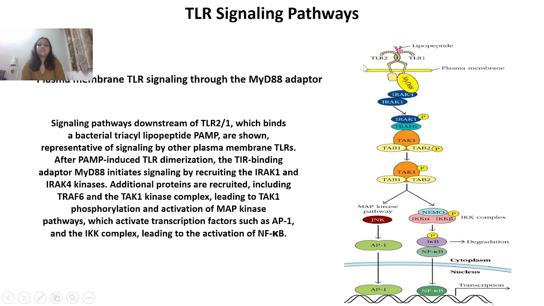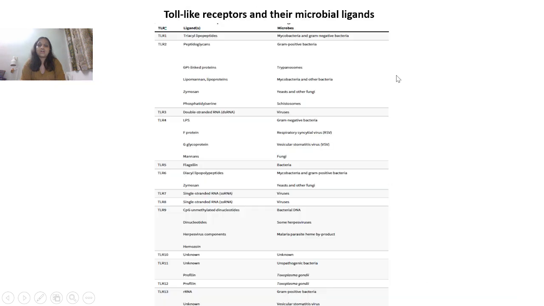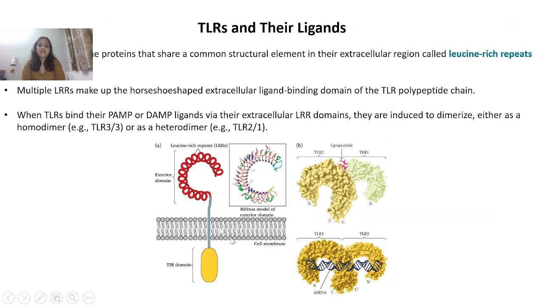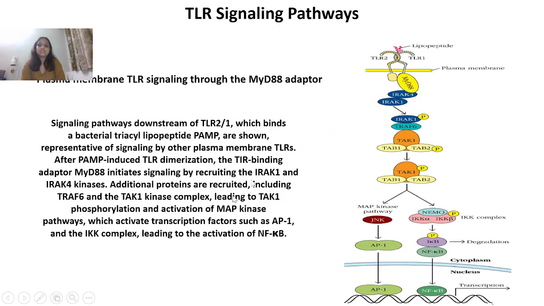So it activates the downstream signaling. Whenever there is a binding of this PAMP, it induces the dimerization of the TLR. As I already showed previously, there is a TIR domain. This TIR domain is present in the cytosol. So this TIR domain present in the TLR also interacts with the TIR binding adapter.